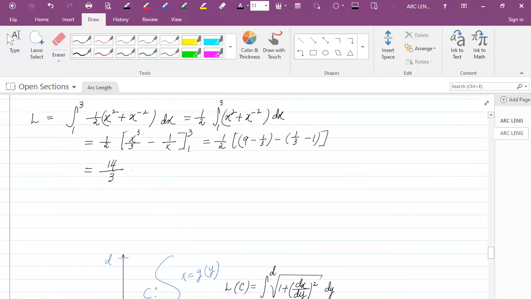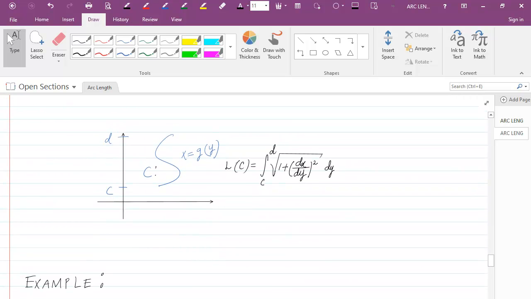Now, if I have a curve where it is the graph of a function x of y, so if x is equal to g of y, where y is between c and d, then the length of this curve would be the integral from c to d of the square root of 1 plus dx dy squared. So here you're taking the derivative of x with respect to y, or instead of writing dx dy, I could have written g prime of y squared.